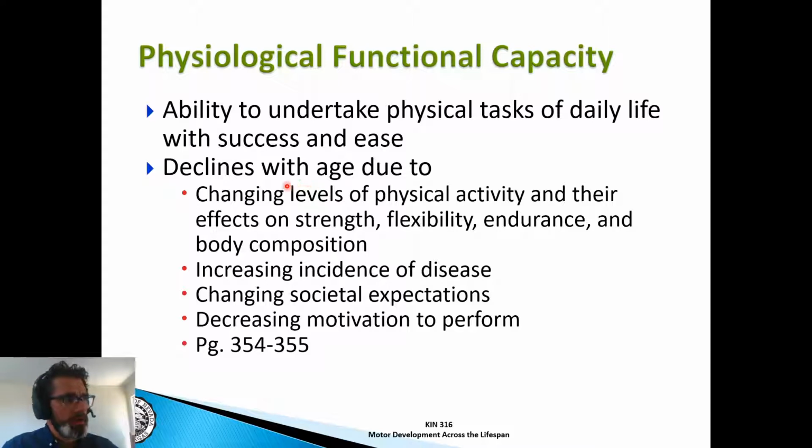So the declines we expect to see with age are due to changing levels of physical activity first and foremost, and their effects on strength, flexibility, mobility, endurance, and body composition. All things that we see in adults or kids. If the level of physical activity declines, then all these other factors are impacted by that. However, in older adulthood, this decline of physical activity and increase in age can also increase the incidence of disease.